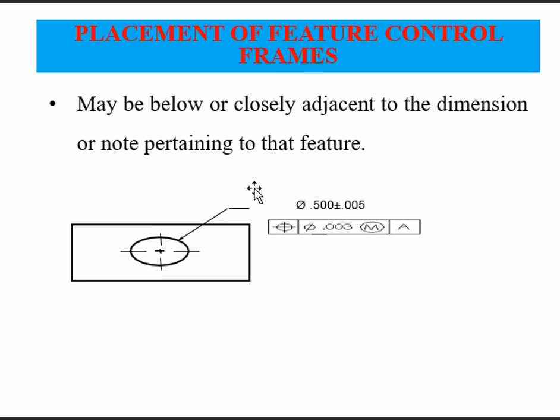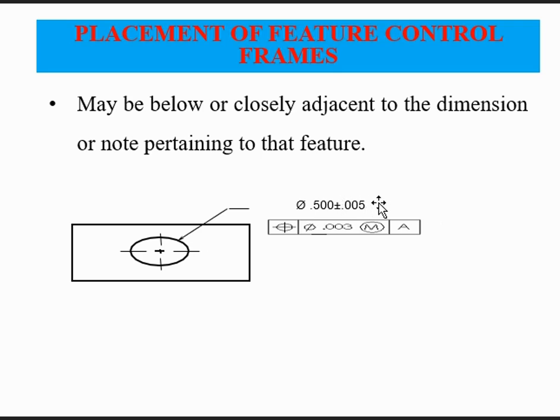See, this is a rectangular plate again. On this rectangular plate I want to make a hole. So the hole diameter is 0.500. On this 0.500 I am giving a tolerance of 0.005, which is on the upper side as well as the lower side.